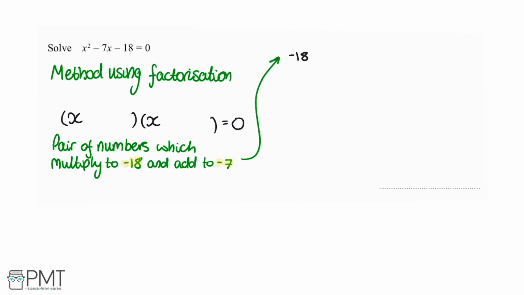If I have minus 18 and 1, that multiplies to minus 18. However, it doesn't add to minus 7. I have that the other way around, but again, that doesn't add to minus 7. I could have 9 and minus 2. So we know that this pair won't work and this pair won't work.